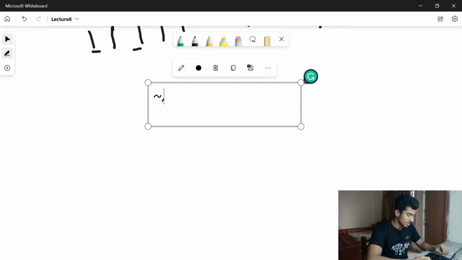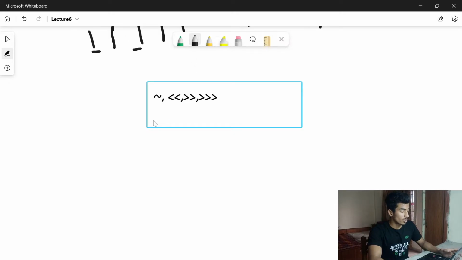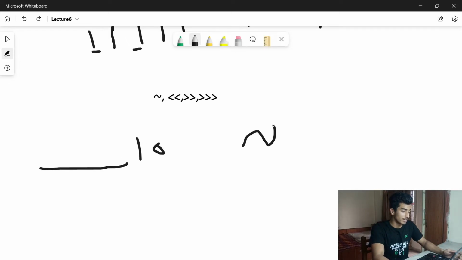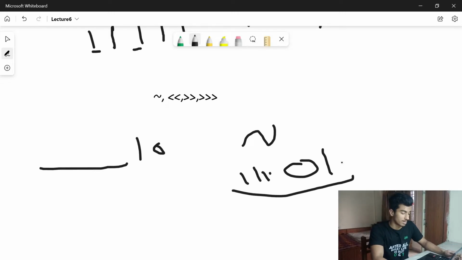There are some more operators like this bitwise NOT, left shift, right shift, and then this unsigned right shift. So this NOT operator is used to find the ones complement of some number. Suppose I have here 2, 1, 0, and all these 30 bits are 0 if it is an integer. When I use this NOT operator, it will reverse all the bits. That means 1, 1, 1, and here 0, and at last here 1. So this is some negative number.